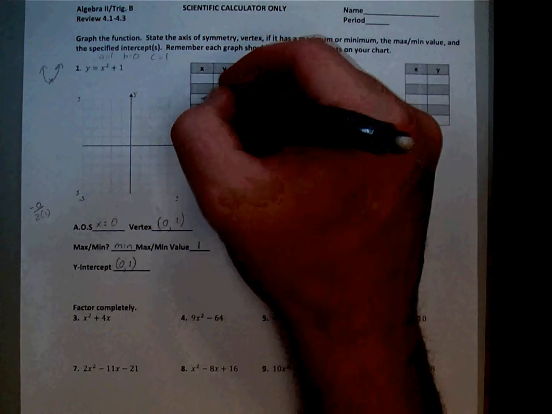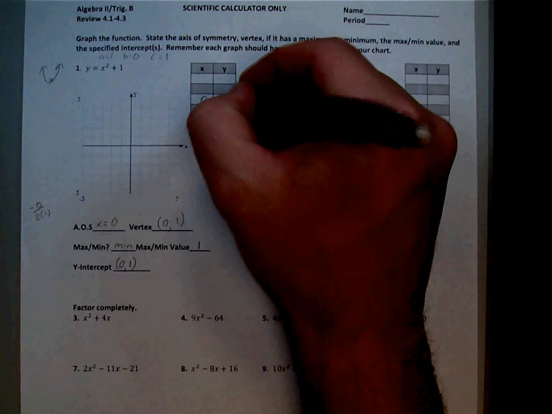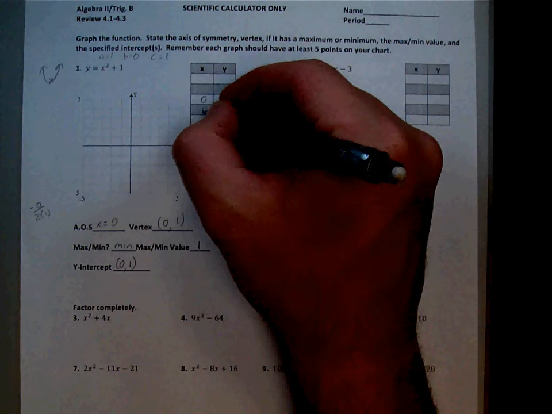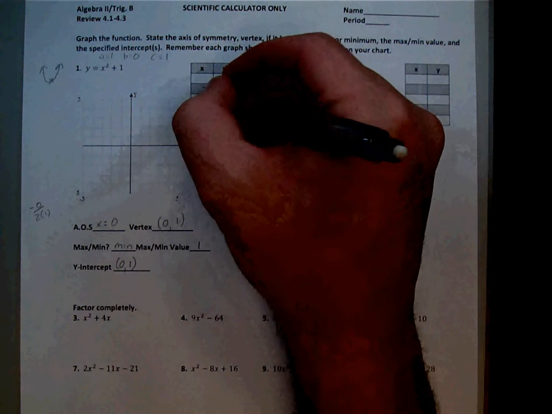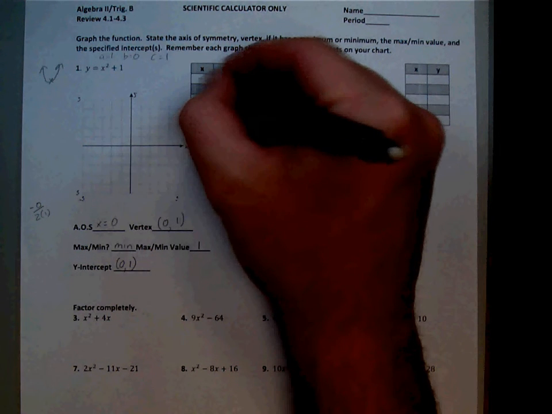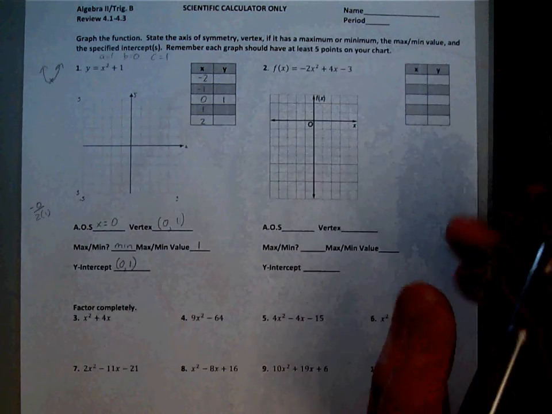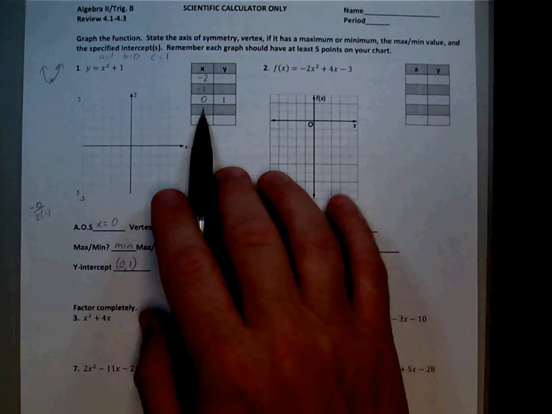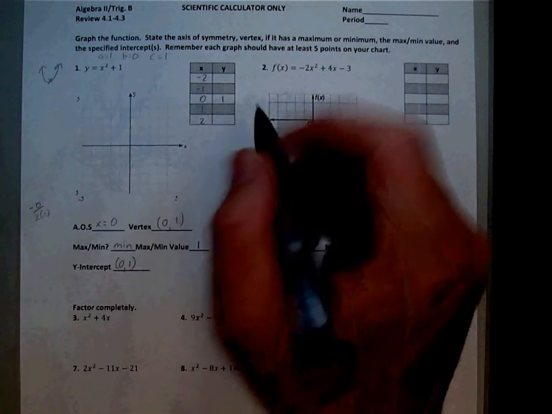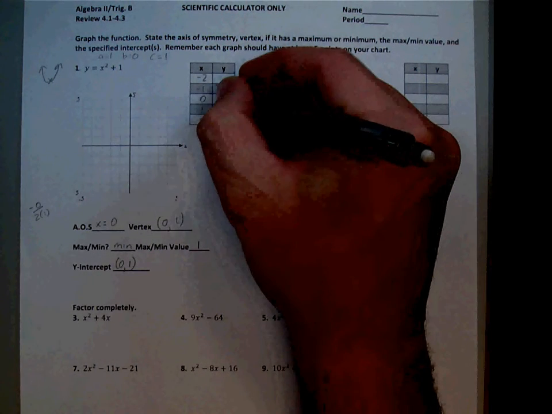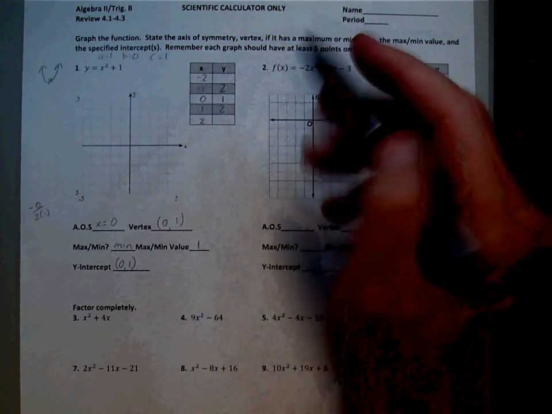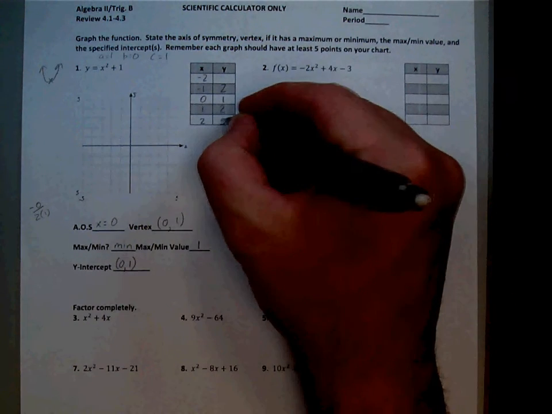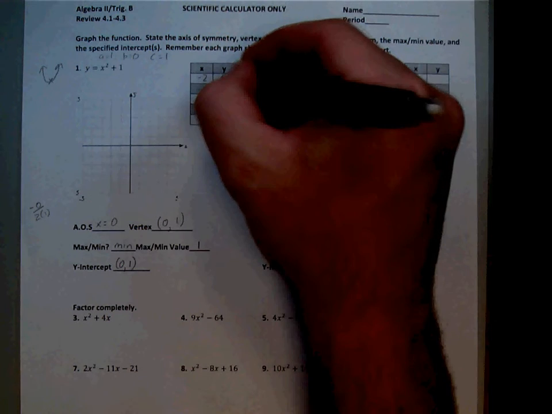On the table, put the vertex in the middle. Then you're going to surround that. So surrounding 0, I have 1 and 2, and then on the other side, I want to make sure they're the same distance away at all times, so negative 1, negative 2. Symmetric, I can plug in 1. 1 squared is 1, plus 1 is 2. So when I plug in 1, I get 2, so when I plug in negative 1, I should also get 2. Plug in 2. 2 squared is 4, plus 1 is 5. So then I should also get 5 when I plug in negative 2.